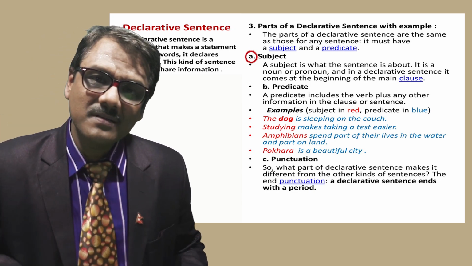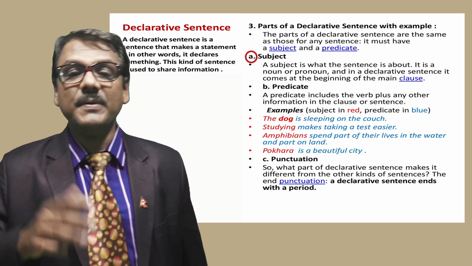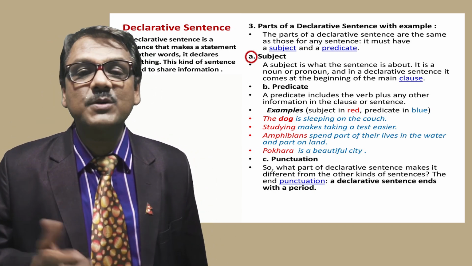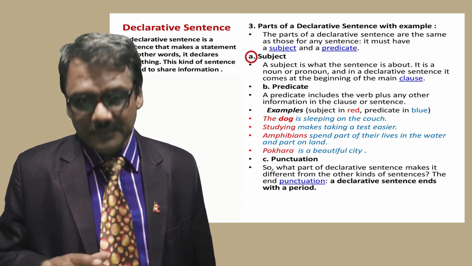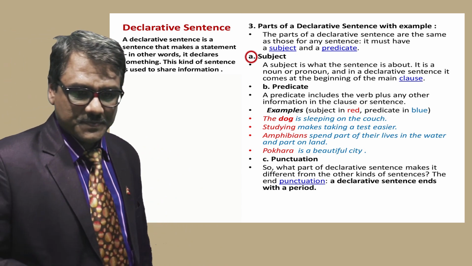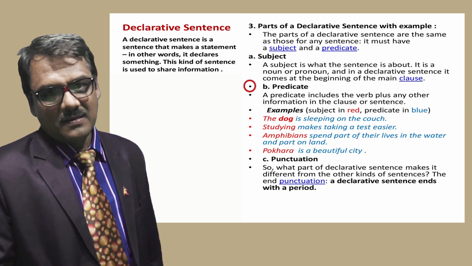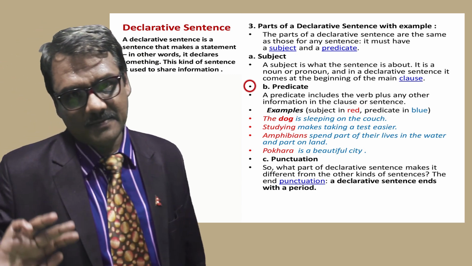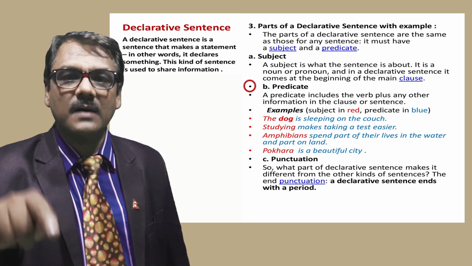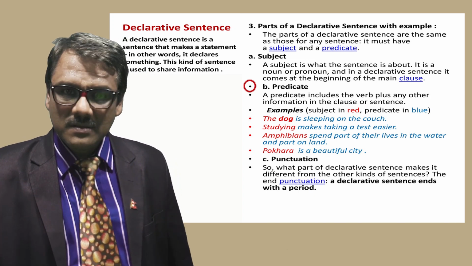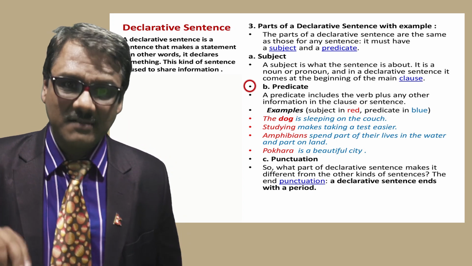And what does the sentence talk about? Goes to school talks about Ram, isn't that? Therefore, Ram is the subject. If you say, mathematics is a difficult subject, what are you talking about? Mathematics, isn't that? So, mathematics is the subject of the sentence. Right. And a predicate includes the verb plus any other information in the clause or sentence. The verb and the rest of the sentence is called the predicate. In the example you have just written, Ram goes to school, Ram is the subject, and goes to school, goes is the verb, and goes to school all is the predicate. Right? Subject and predicate are the two main parts of a declarative sentence.